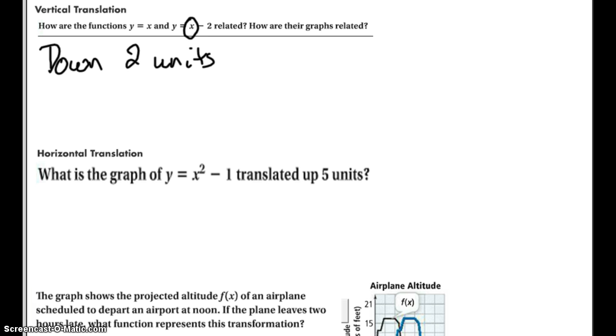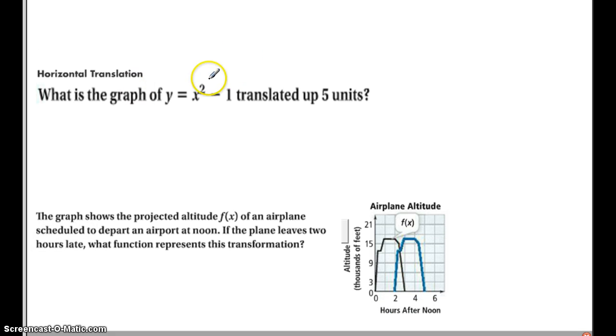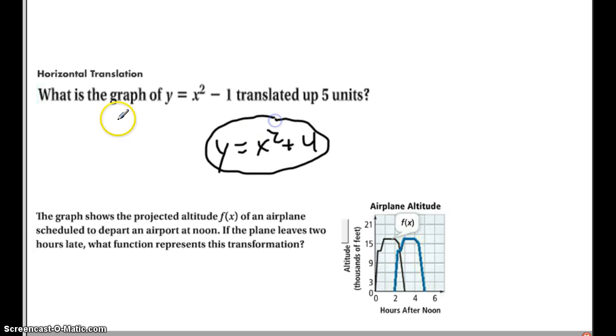How about this translation? What is the graph of y equals x squared minus 1 translated up 5 units? Well, that's real similar to the one we saw in the earlier example. We're going to take y equals x squared, add 5 to negative 1, so it's simply going to be a plus 4. That would be your function representing this idea.